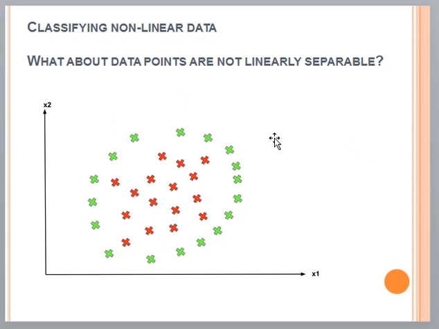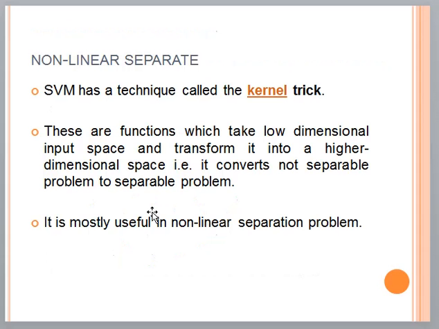For example, here you can see that it is not possible for me to draw a linear line, and I am not able to classify these points through a linear line or a linear decision boundary. So in that case, where we have non-linear data sets, we basically use some kind of tricks, and those tricks are known as kernel tricks in support vector machine. So we basically use different kernel functions within a support vector machine, and those kernel functions help us to classify non-linear data sets.